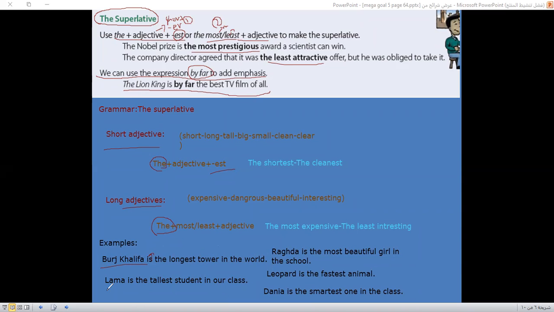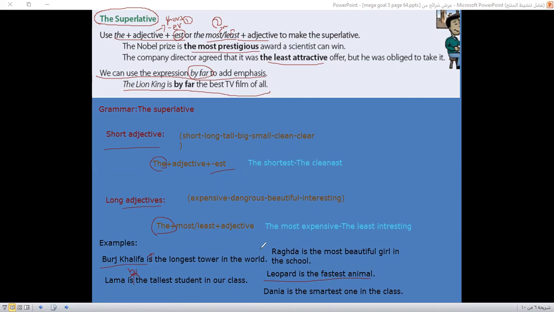Okay, we can say, for example, this one is a fact, so we cannot add "by far." We can add it here: Lama is the tallest student in our class. Lama is, and then after "is" or "are," which is the verb, you're going to add "by far." So just for emphasis, "by far," and then you continue your sentence.